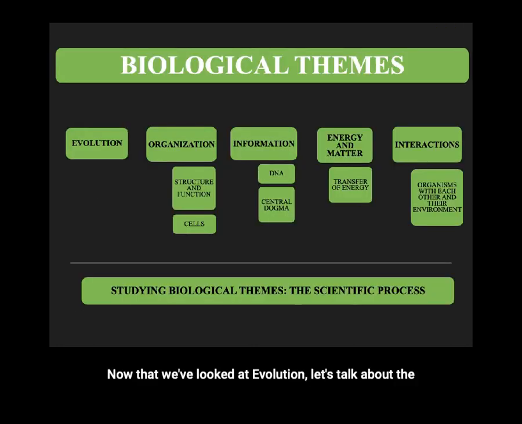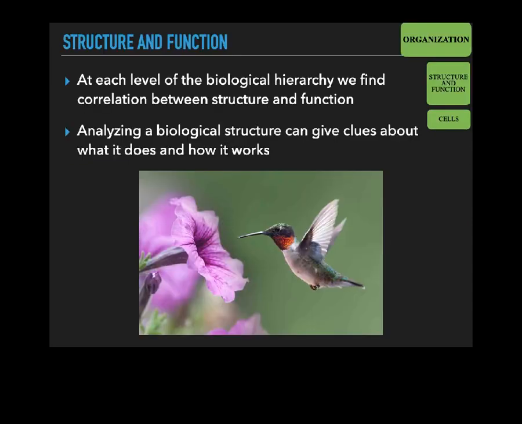Now that we've looked at evolution, let's talk about the next theme, organization. And it has two key topics that fall under this theme: structure and function, and the cell. At all levels of biological organization, you can find a correlation between structure and function. Because of such correlations, analyzing a biological structure can give us clues about what it does and how it works.